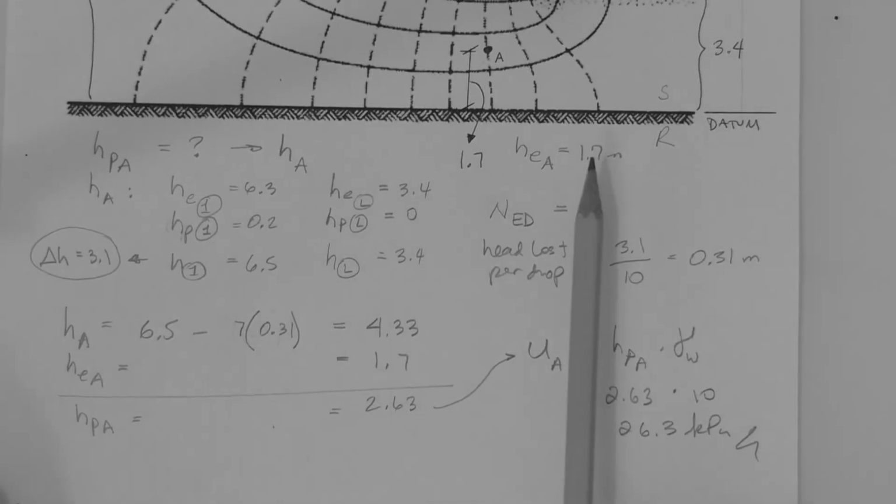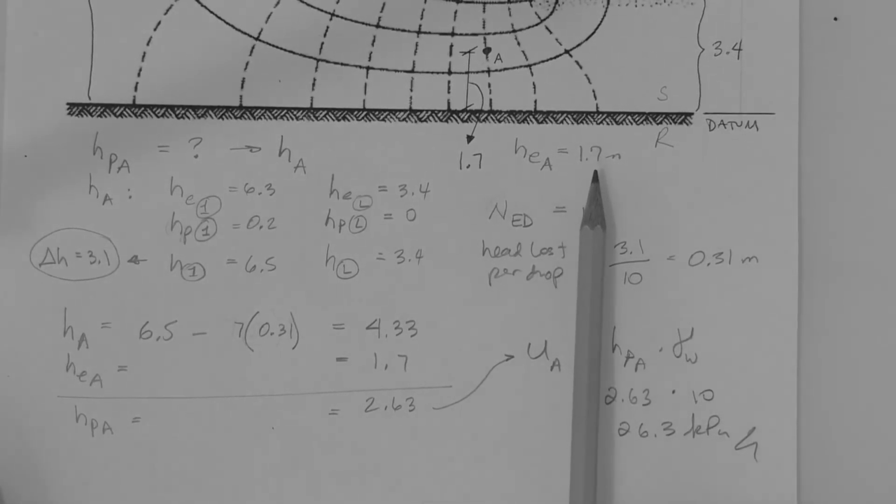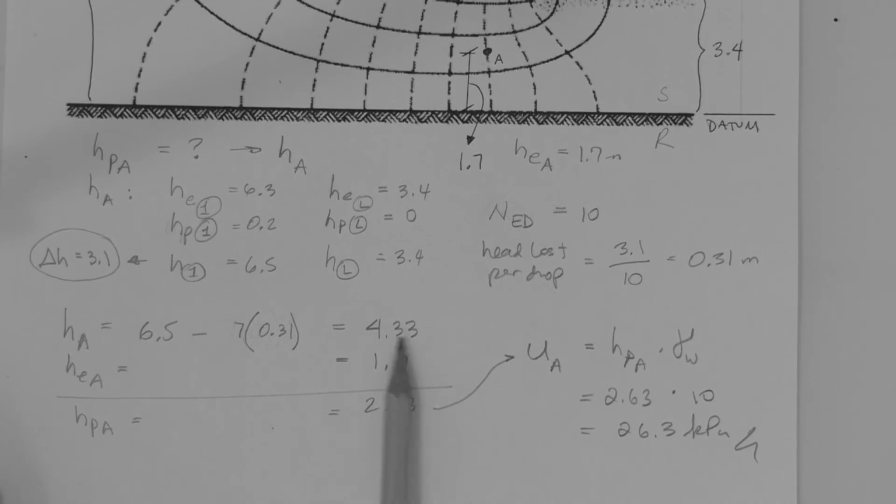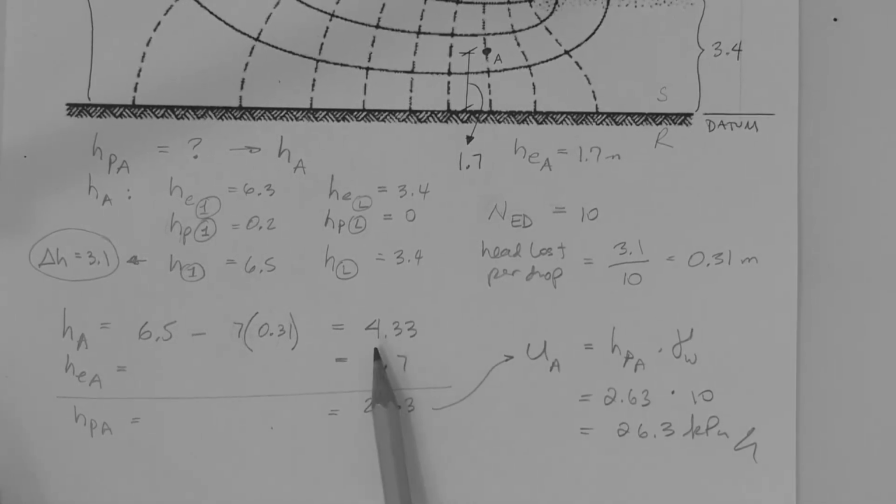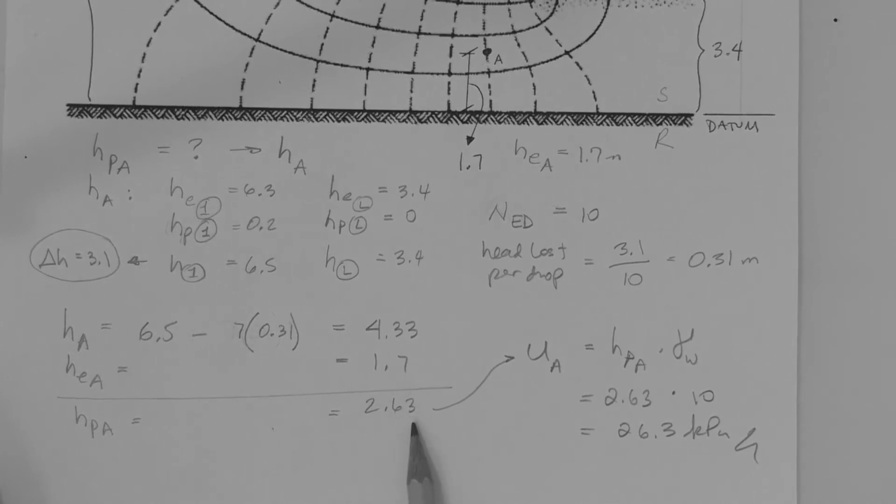So elevation head at point A, 1.7 meters. Total head at point A, 4.33 meters. Therefore, the pressure head at point A is 4.33 minus 1.7, and the pressure is the pressure head, 2.63, times the unit weight of water.